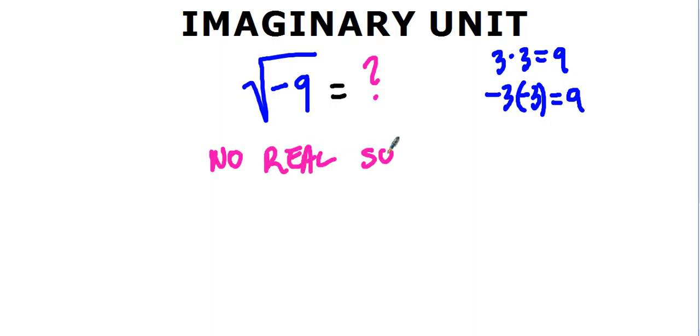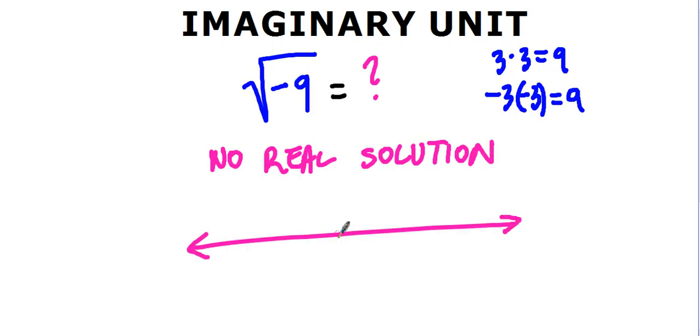No real solution. So that means if we look at numbers that we know from our number line, like 0, 1, 2, 3, or any number in between, no matter what it is, we will not be able to find any number that will give us -9 if you multiply that number by itself. So that's why mathematicians came up with the idea.